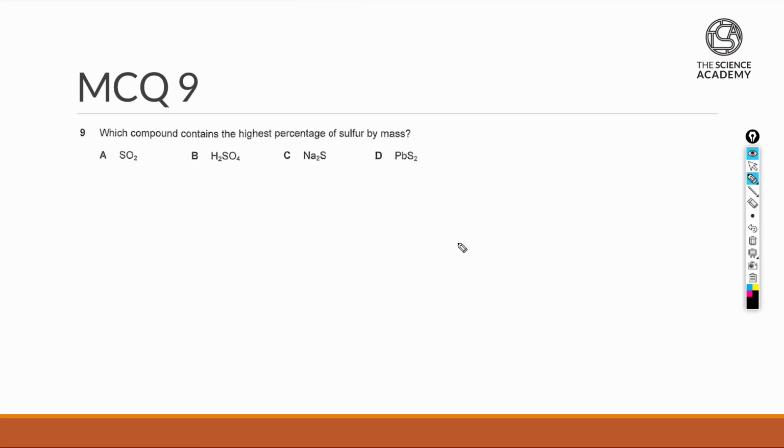In MCQ 9, we're going to start to take a look a little bit with regards to mole concept. So we're going to look at which of the compounds actually contains the highest percentage of sulfur by mass. So the general formula here will be percentage of whatever you're trying to determine, in this case here the number of sulfur atoms multiplied by the AR of sulfur, over the MR of the said compound. And to convert it towards a percentage, I'll just multiply by 100 itself.